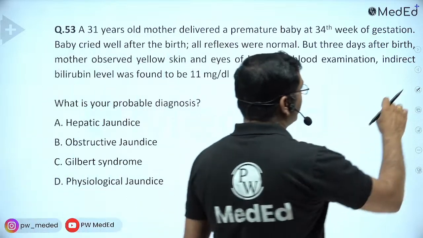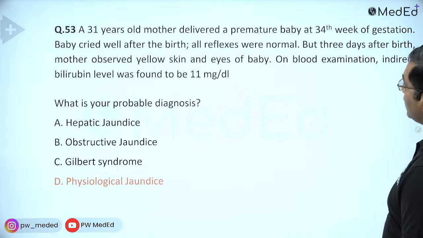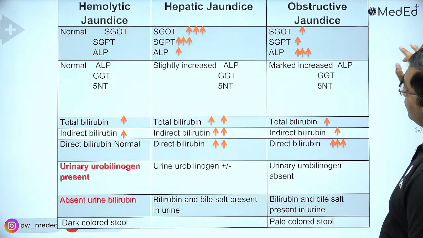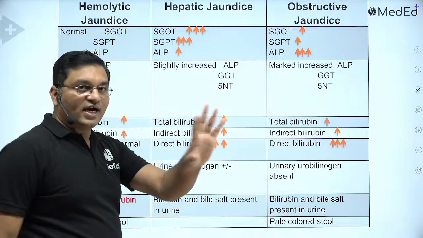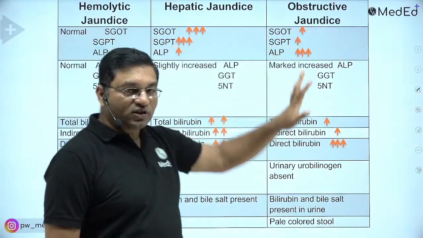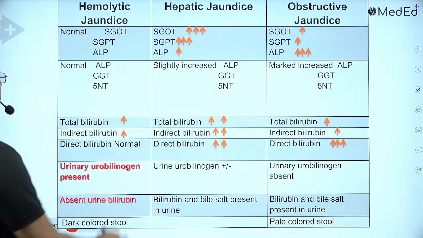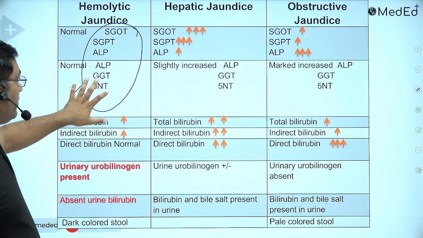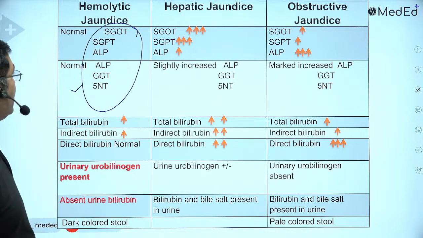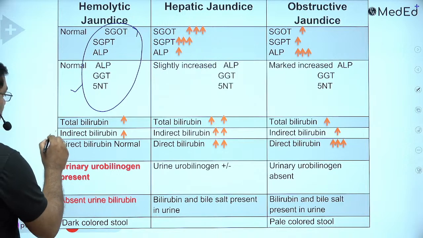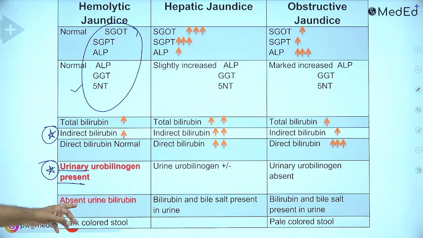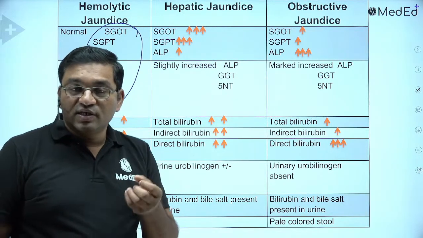Now you should be able to differentiate between the three types of jaundice and neonatal physiological jaundice. We will discuss this table and conclude. Hemolytic, hepatic and obstructive jaundice are the three important types of jaundice. If all parameters, all the enzymes SGOT, SGPT, ALP and the obstructive enzymes, are near normal, it is hemolytic jaundice. There is an increase in indirect bilirubin, urinary urobilinogen is present, which is a classical test, and urine bilirubin is absent. These are the features of hemolytic jaundice, particularly in G6PD deficiency.